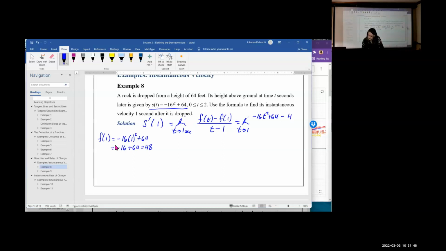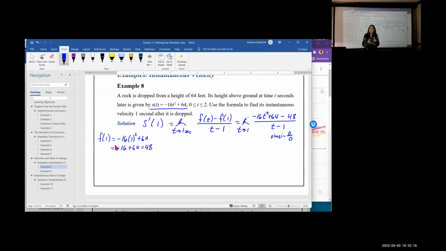All right, so we're going to have minus 48, right? All divided by t minus 1. Now, if you try to plug in directly the 1, you're going to get negative 16 plus 64, which is 48, minus 48, which is 0, and 1 minus 1 is 0. So if you plug in, you get that indeterminate 0 over 0 form.